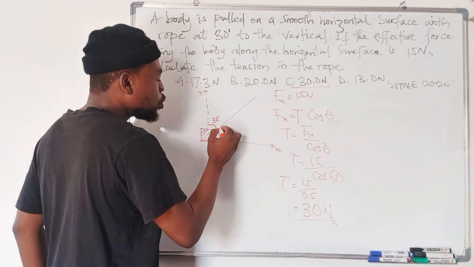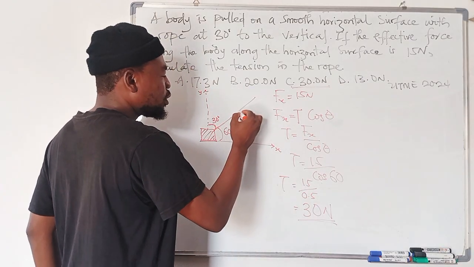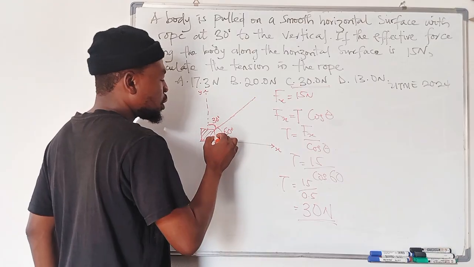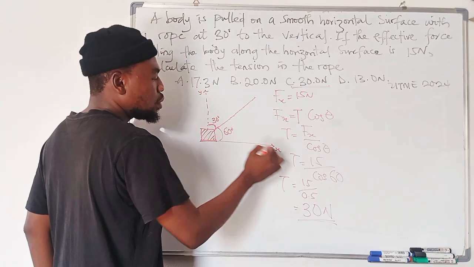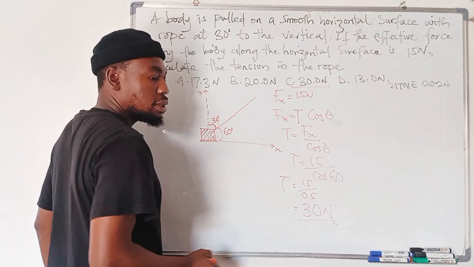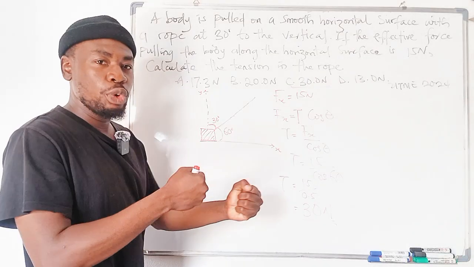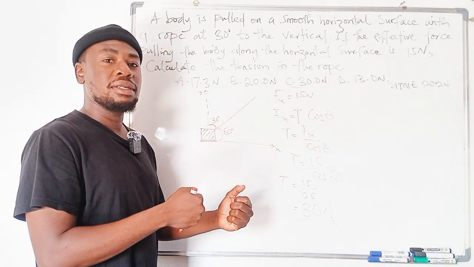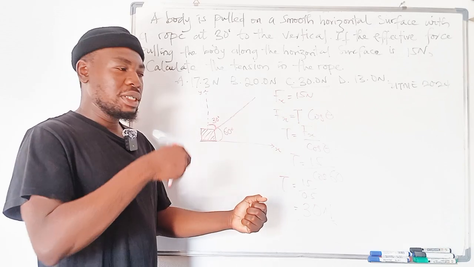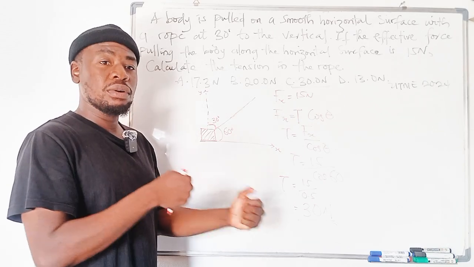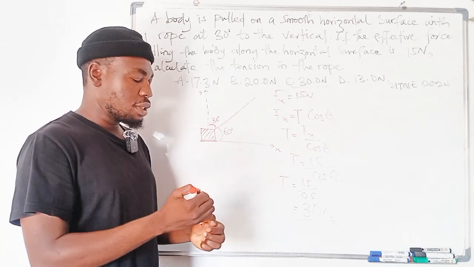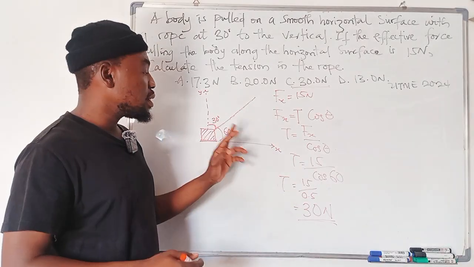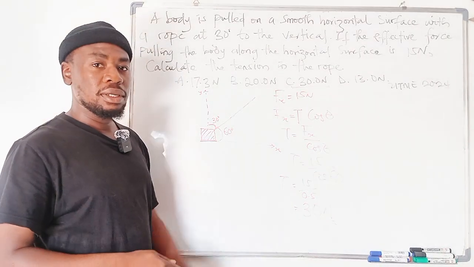So the tension on the rope when you're pulling this object at an angle 60 degrees to the horizontal is 30 Newton. You know, when you're pulling a rope, there is a tension on that rope. Apart from the force that you're applying to stretch the rope, there is a tension on the rope by virtue of your stretching. So that's what we are trying to calculate. And in this case, it is 30 Newton.